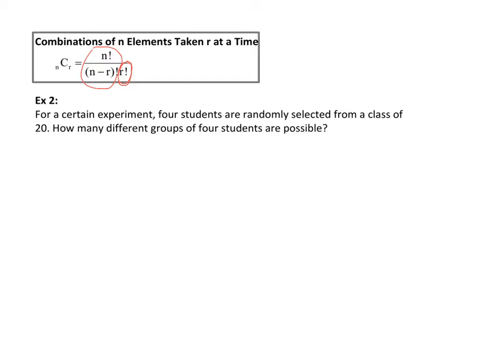For example 2, for a certain experiment, 4 students are randomly selected from a class of 20. How many different groups of 4 students are possible? Well, setting up the combinations formula, because does it matter in what order the students are selected? No, it doesn't matter. So we're working with a combination. I'm choosing from 20, I'm selecting 4. Then I have 20 factorial over 20 minus 4 factorial times 4 factorial.